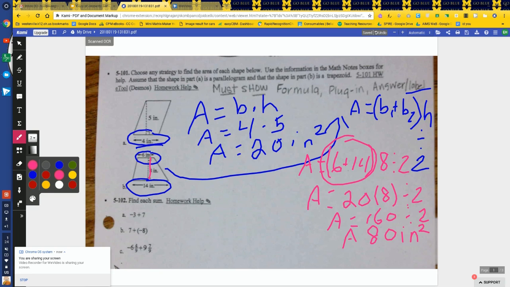Going on to question 102, we have negative 3 plus 7. Basically, I would think of this as I spent $3 when I had 7. How much money do I have left? You have $4 left, or 4.